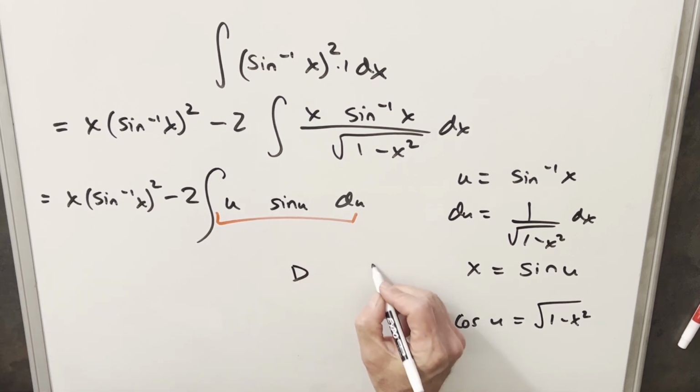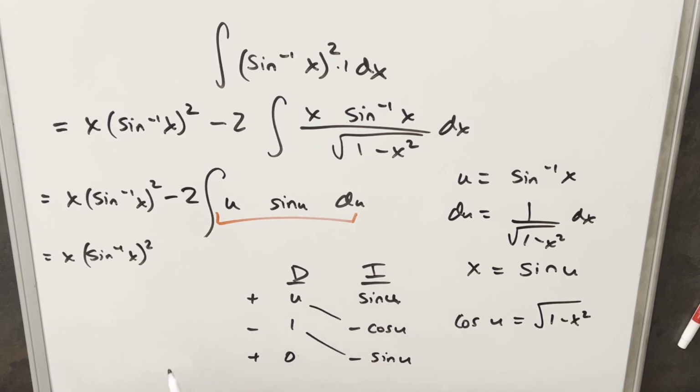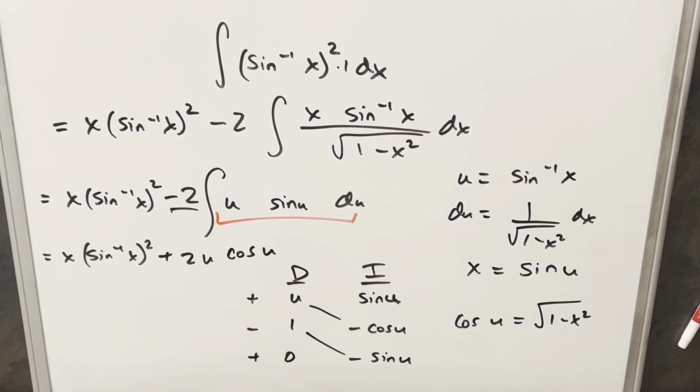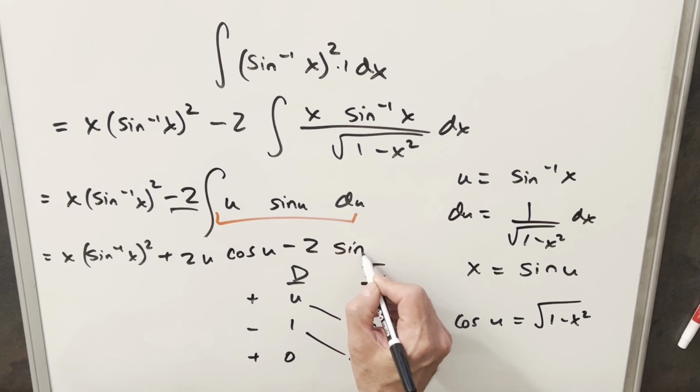So we'll do a quick DI table for this one, but this is going to be pretty quick. I'm going to differentiate u and integrate sine of u, because the u is going to differentiate nicely. The derivative of u is 1, and the derivative of 1 is just 0. Then integrating sine, we have minus cosine u, and integrating again, we have minus sine u. So we have our answer here on the diagonals. This first part is going to be minus cosine u, but I'm going to distribute in the minus 2, so I'll write this as plus 2u cos u. And here, minus times minus is a plus sine u, but again we'll have a minus 2 in front, so we'll have minus 2 sine u.